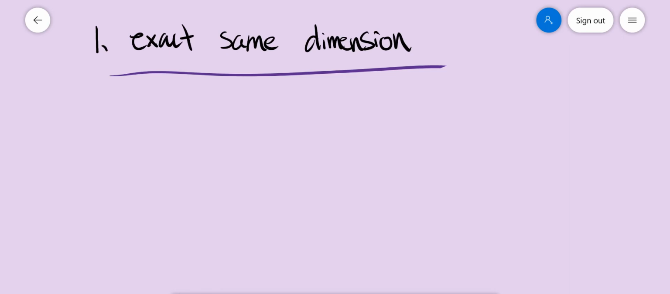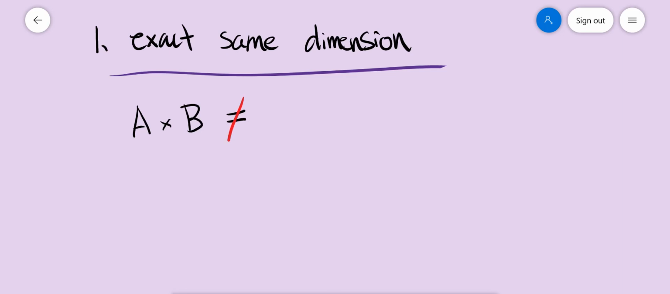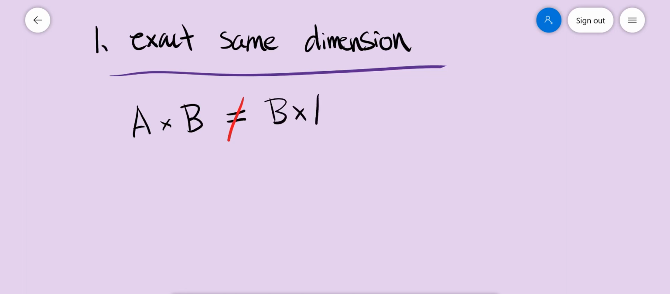So for matrices multiplication, there's actually a pretty interesting thing. A times B, like matrix A times matrix B, is not equal. It's not equal. Okay, I'll use red because it's very important. It's not equal to matrix B times matrix A. It's a very interesting fact. And you will know why when we explain it next time in the next video.